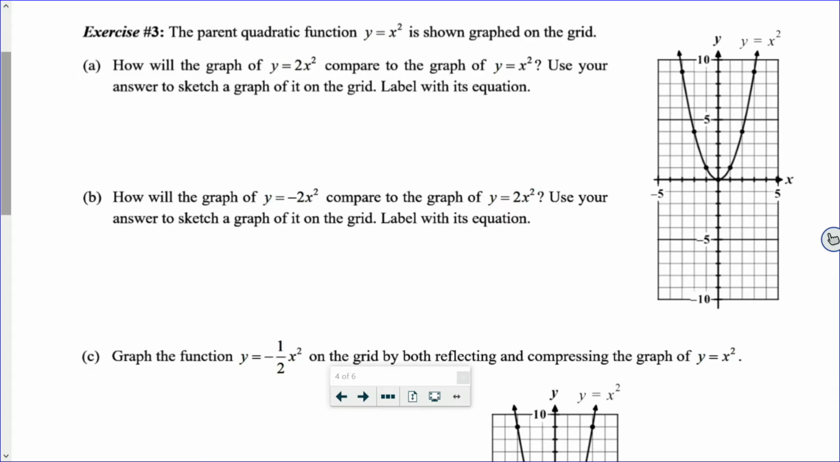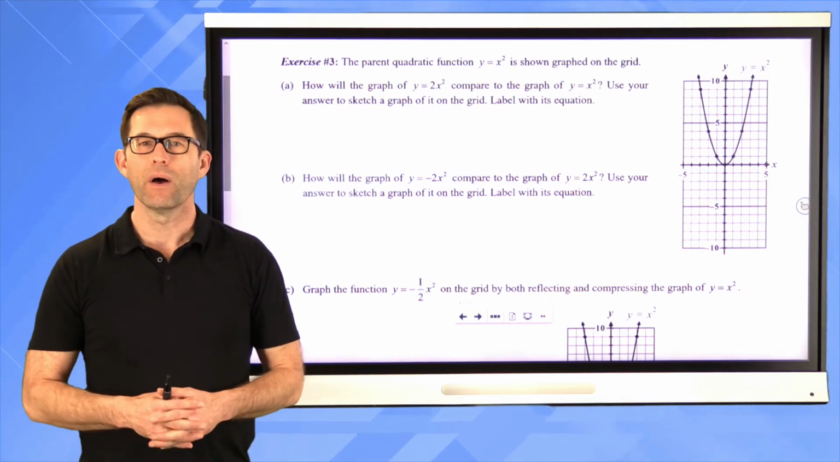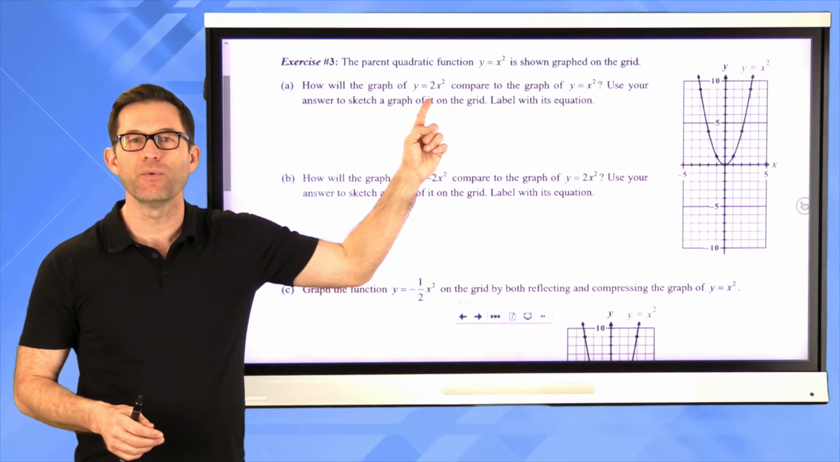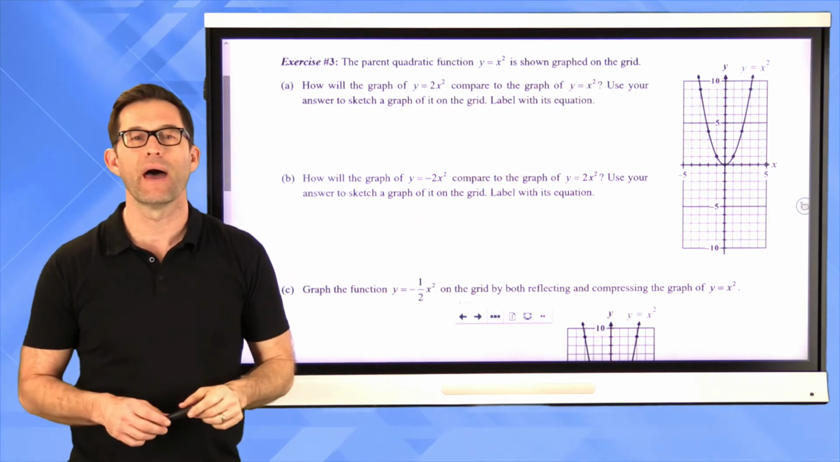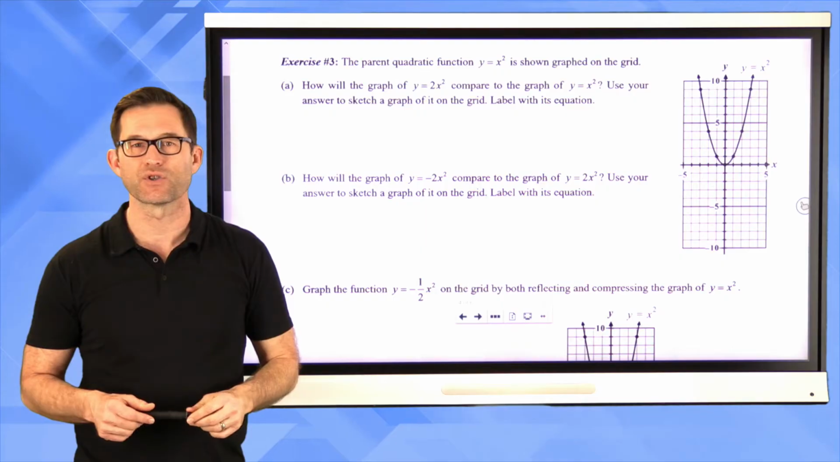The parent quadratic function y equals x squared is shown graphed on the grid. Letter A, how will the graph of y equals 2x squared compare to the graph of y equals x squared? Use your answer to sketch a graph of it on the grid, label with its equation. All right, well, how will the graph of y equals 2x squared compare to the graph of y equals x squared? Pause the video now and see if you can answer this question.